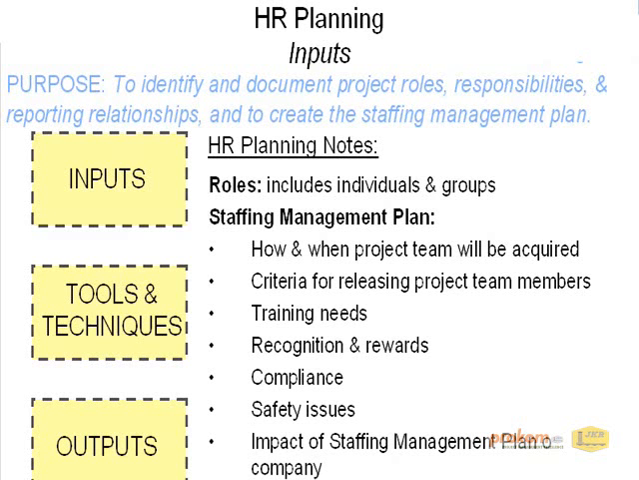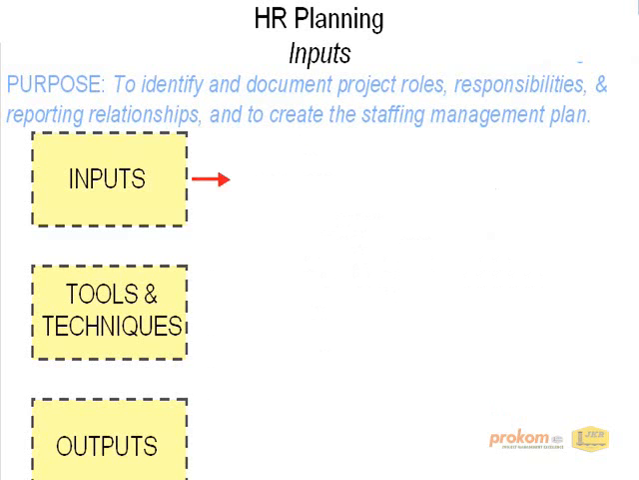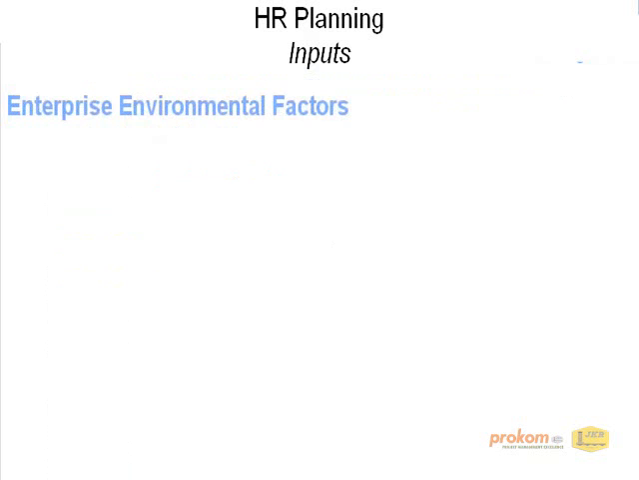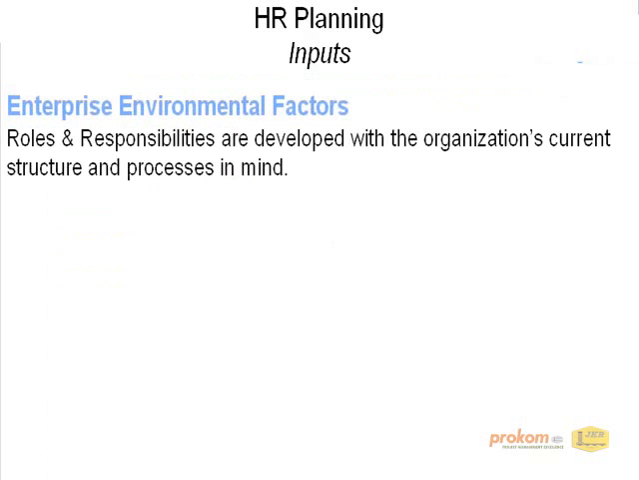We'll now shift over to the inputs of the process, of which there are three. There's the enterprise environmental factors, the organizational process assets, and the project management plan, specifically activity resource requirements. We'll begin with the first item, enterprise environmental factors. There are actually several items we'll be utilizing from within the enterprise environmental factors, which review how the organization functions. This is key for this process because the roles and responsibilities will be developed with the organization's current structure and processes in mind. Here are the items to consider that will be utilized.